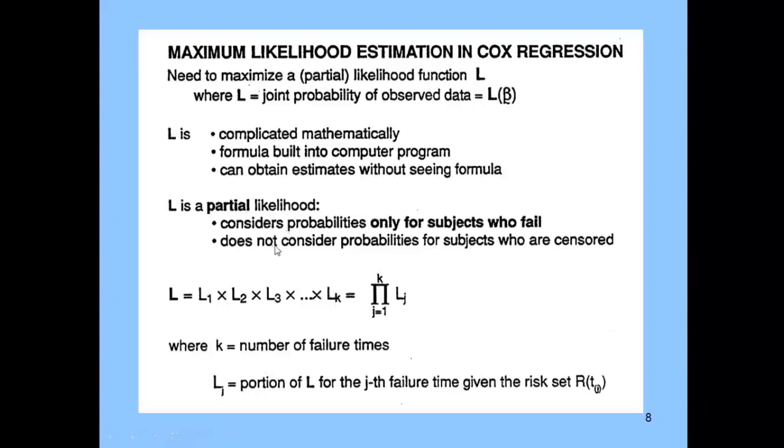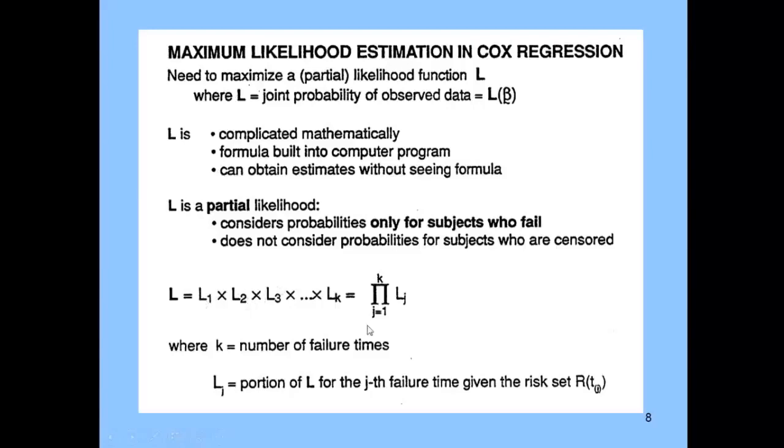So it doesn't consider the probability of the subjects who were censored. In other words, it only considers the ones who have failed. And in fact, you can write the likelihood function as the product of a bunch of sub-likelihoods, where K represents the number of failure times. So L1 is the likelihood for the first time that somebody fails, and L2 is the likelihood for the second time that somebody fails.